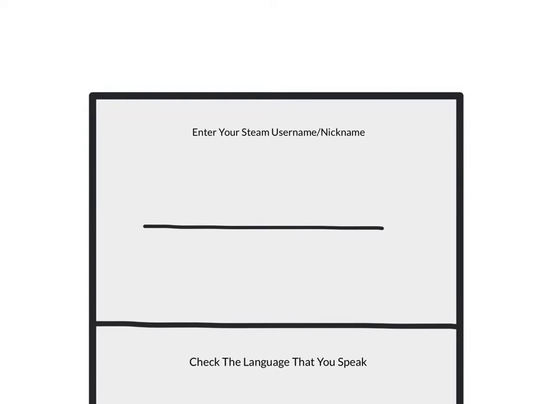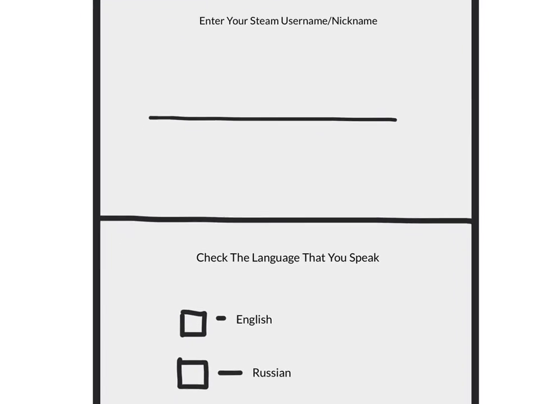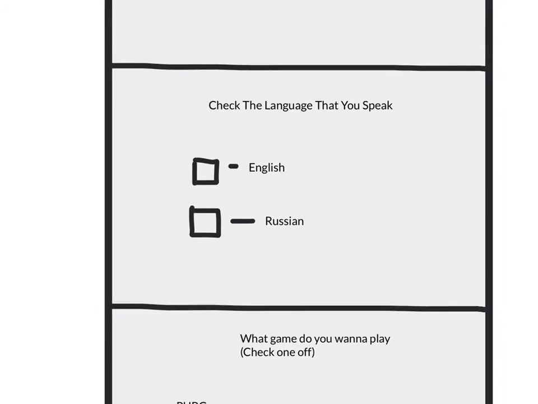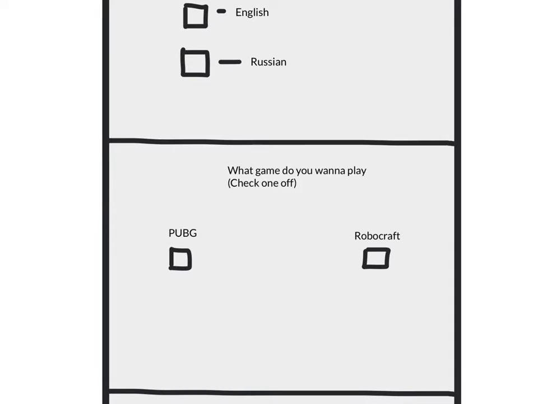First, you give your Steam username. This lets the app identify who you are. Steam is a program where you can buy games, find friends, and do many more things. Then, you check out the language that you know, or at least speak. For example, we can go for English. Then, you choose what games you want to play, PUBG or Robocraft.